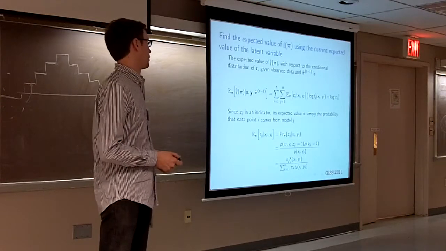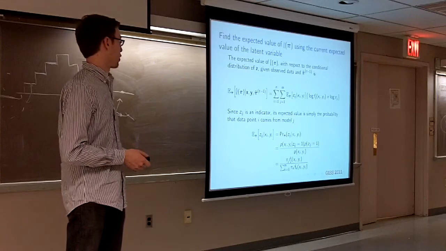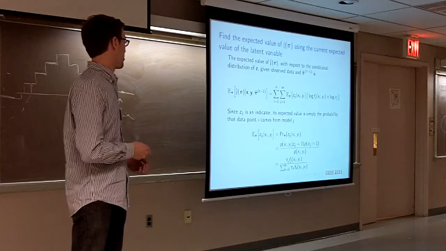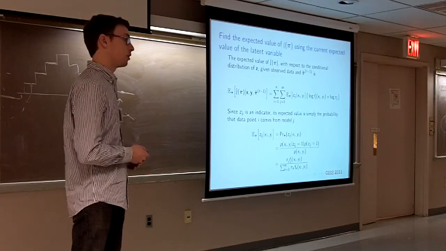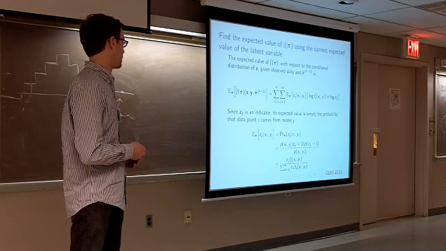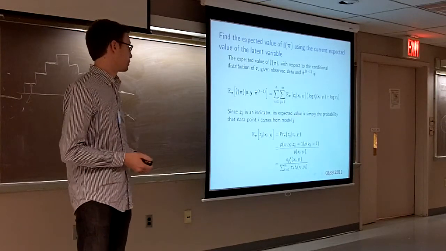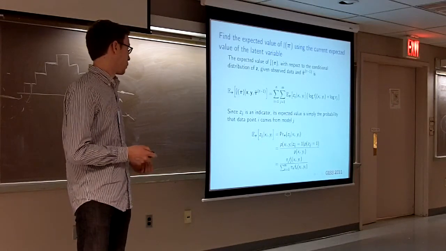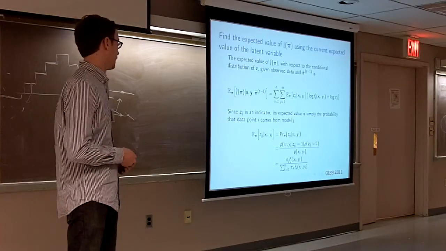So in a little bit more detail, when I say we find the expected value of the log likelihood using the current expected value of the latent variable, it sounds a little vague. What we're really doing is evaluating this expression here. This is actually just the log likelihood we saw before, with zij replaced by the expected value of zij. And since this latent variable is an indicator, its expected value is simply the probability that point i comes from model j, which, using the definition of conditional probability, we can express in a neat little analytical form.